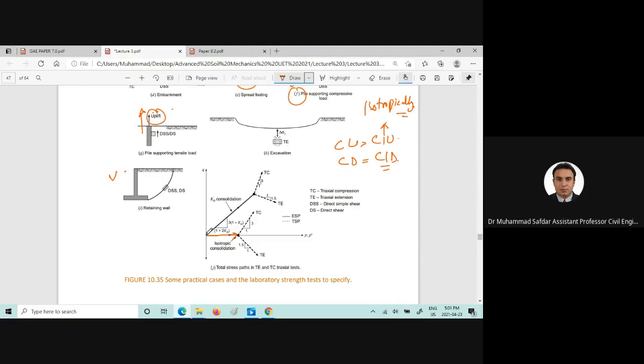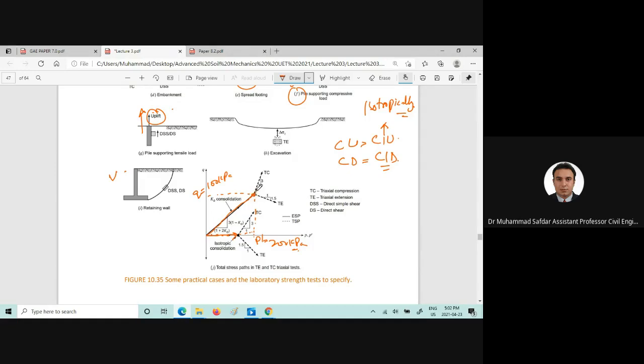But we can also perform anisotropic, and anisotropic means that you will apply the deviator stress of the Q value, for example 100 kilopascal, and you will also apply a P prime of, for example, 200 kilopascal, and now you are going to shear this specimen. So you bring this specimen till here.